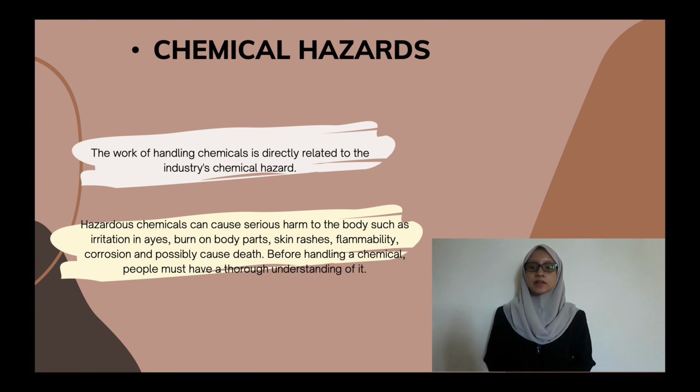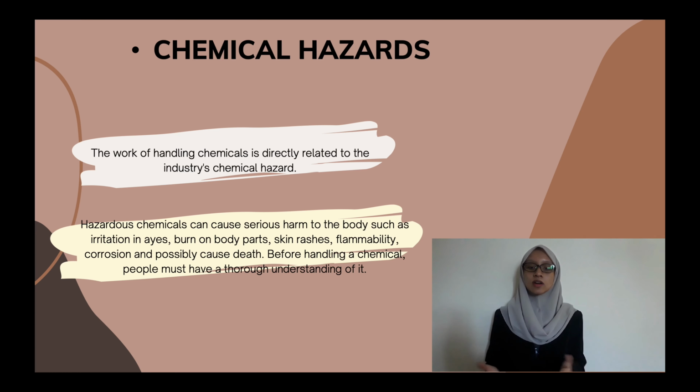The first category of danger in the chemical industry is, of course, chemical hazard. Chemical hazards are toxic, corrosive, irritant, carcinogenic, flammable, and mutagenic. The work of handling chemicals is directly related to the industry's chemical hazard. Chemical hazards are defined as the negative effects of chemicals on human health and physical well-being.